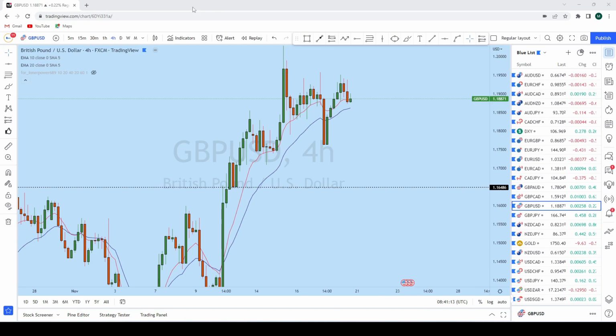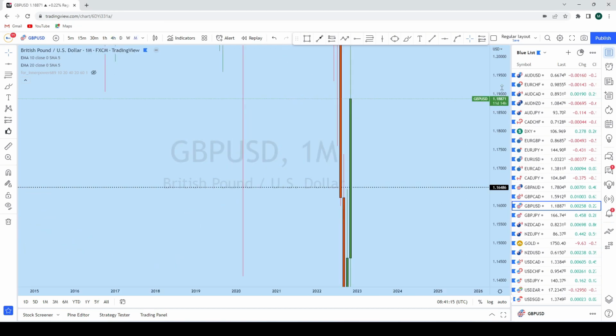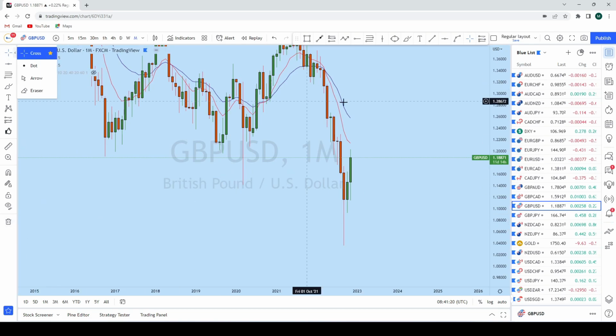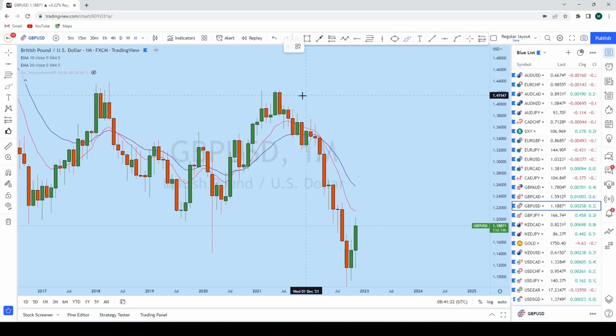Starting with, first of all, the monthly time frame. What do we see? GBPUSD is in a long-term bearish market. As you can see, every month the price was creating a series of lower highs and lower lows. This is a long-term bearish market.